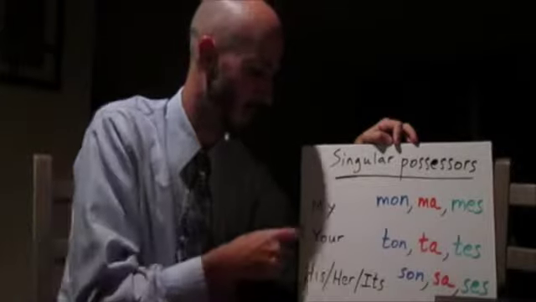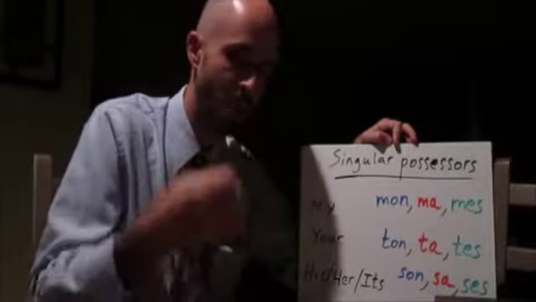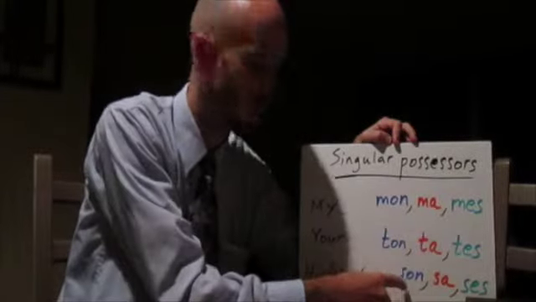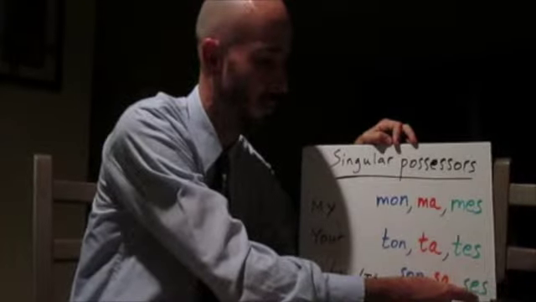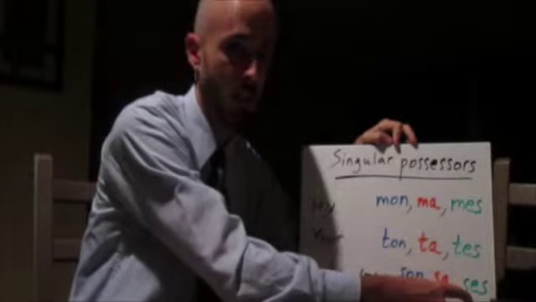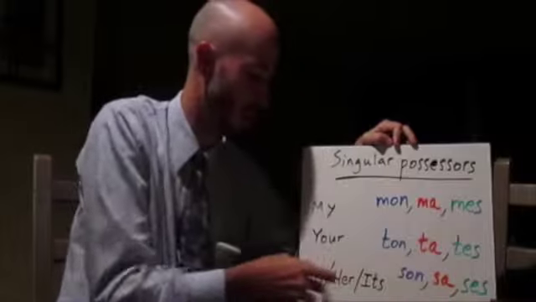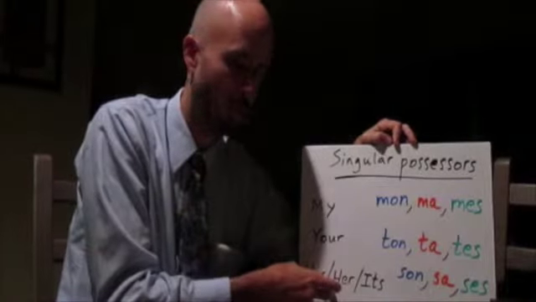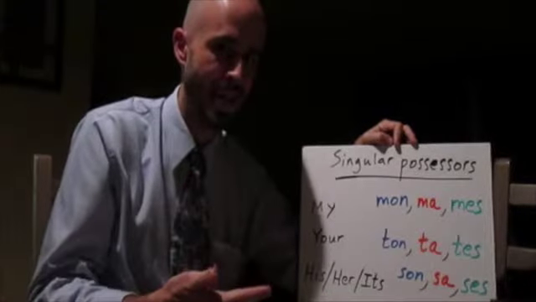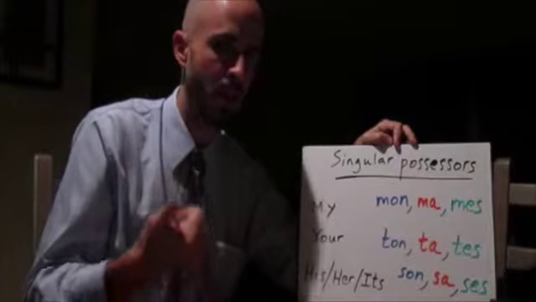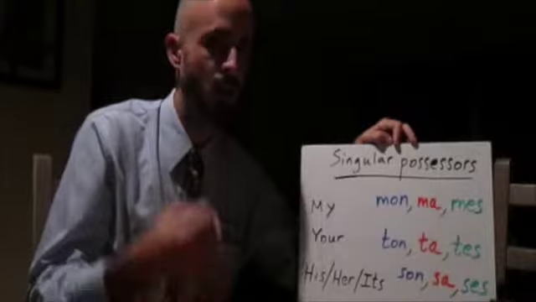Now if you refer to a third person, saying what that third person possesses: if the object being possessed is masculine singular, son. Feminine singular, sa. Plural, ses. Son, sa, ses. And notice we don't actually have different forms for his or her. It's the same. So you have mon, ma, mes, ton, ta, tes, son, sa, ses. These are for when the possessor is singular.